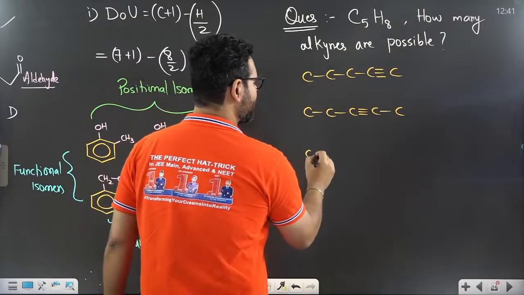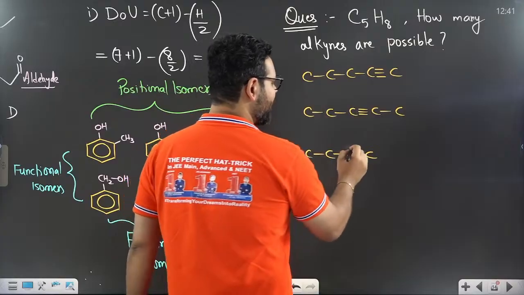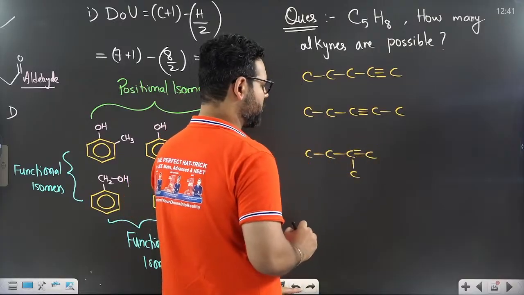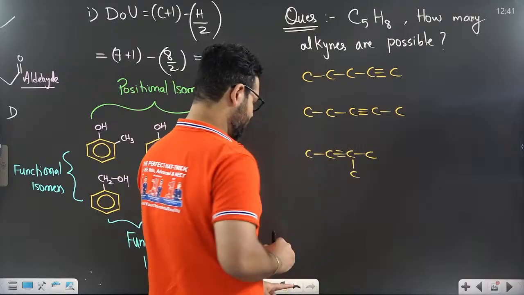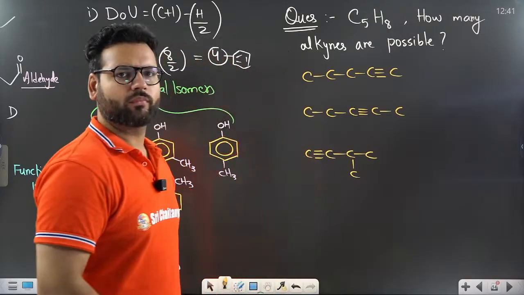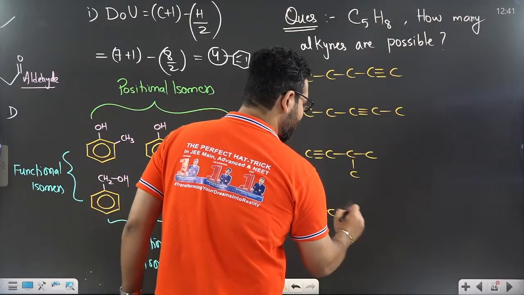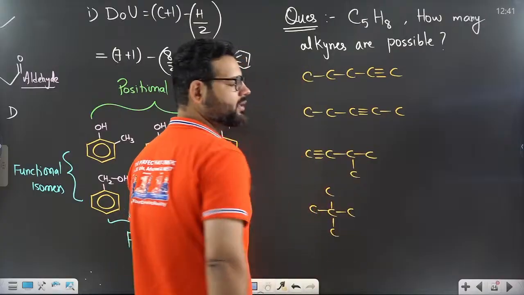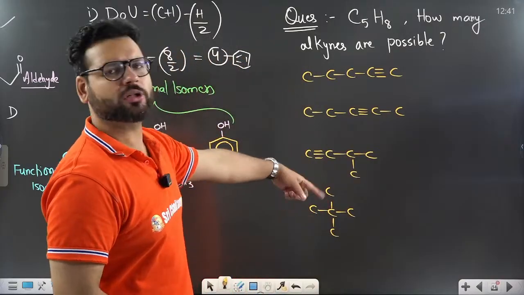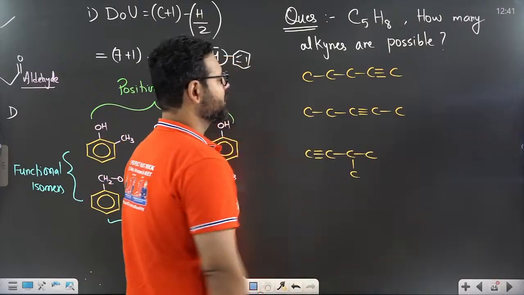Now let's make an isopentane. In an isopentane, obviously I can't keep a triple bond here. It is not possible. But I can keep a triple bond here. So this is the third one. And then there was neopentane. But in neopentane, there is no possibility of keeping an alkyne because carbon cannot satisfy that many valencies. So the answer is 3.